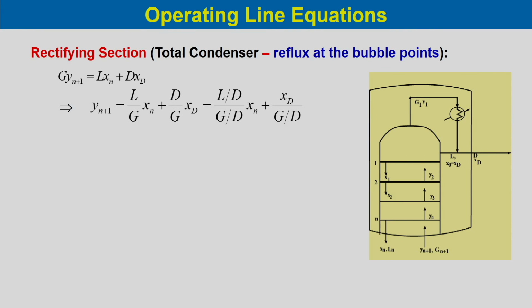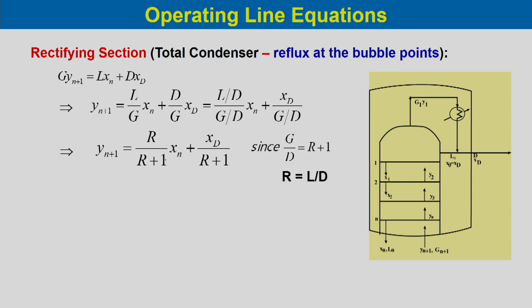Now, if we rearrange, dividing both the left and right hand sides of this equation by G, we obtain yn plus 1 equal to L by G xn plus D by G xD. Substituting, this is L by D divided by G by D into xn plus xD divided by G by D. Since G by D is R plus 1 and R is equal to L by D, we can write yn plus 1 equal to R by R plus 1 xn plus xD by R plus 1.